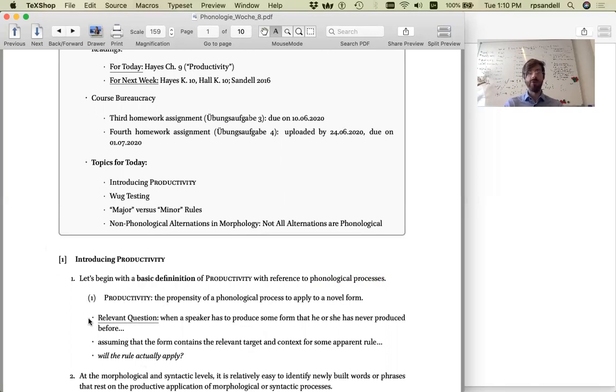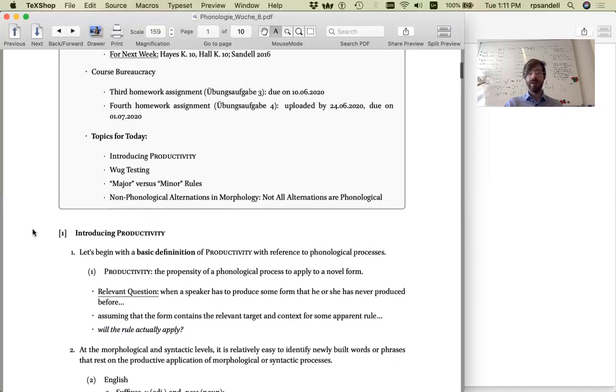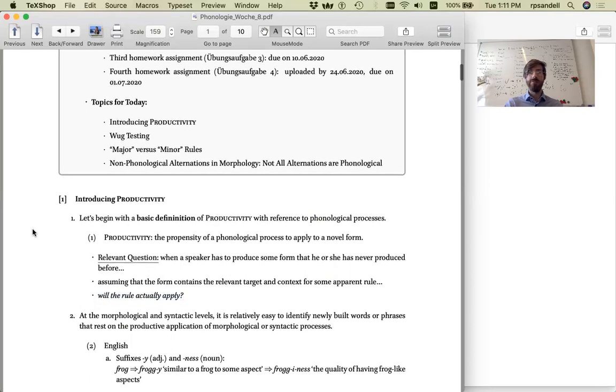So the essential question here is, when a speaker has to produce some form that he or she has never produced before, and assuming that the form indeed contains the relevant target that can undergo some rule and the context for that rule, does the rule actually apply? And it might seem obvious at first to think, yes, if a language has the phonological rule that we phonologists have discovered, then of course it should be applied.